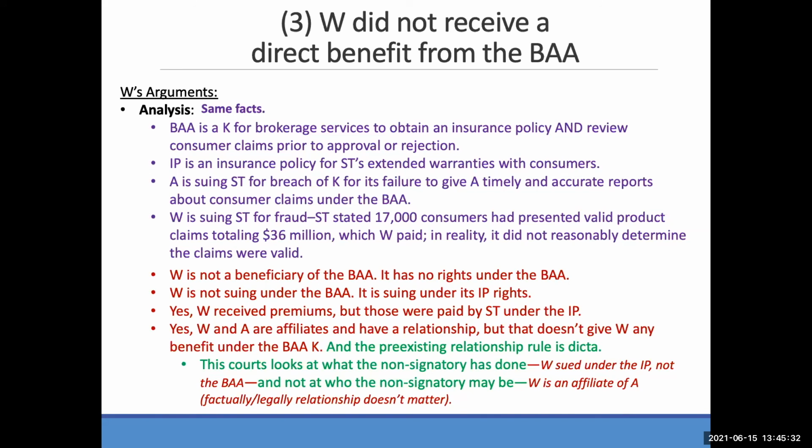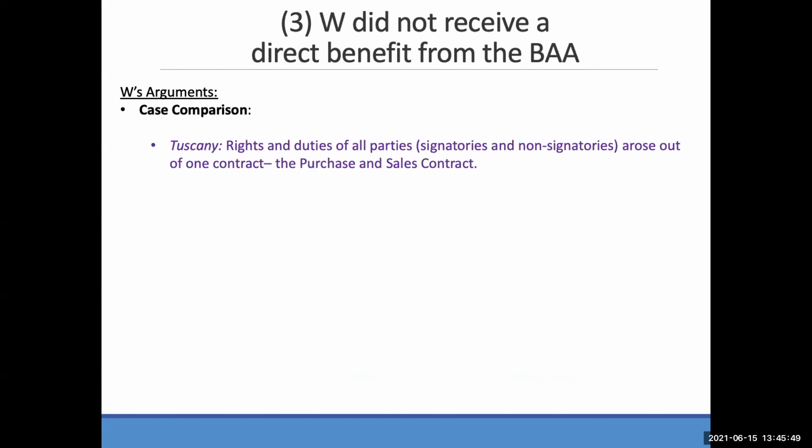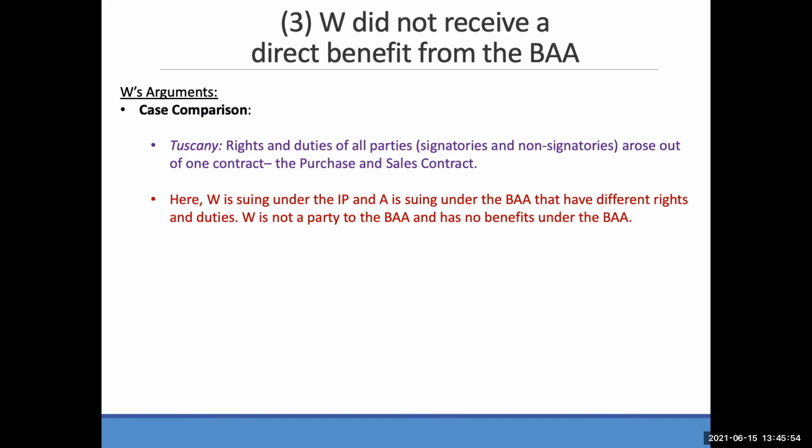I think this was probably the most complicated issue out of the three you had to deal with. So if you struggled with this one a little bit, it's no problem. And now that we've done, here are the facts, here's our interpretation of it based on the law, can we do a case comparison? And yes, we could. Under Tuscany, the rights and duties of all parties arose out of one contract. And here, W is suing under the insurance policy and A is suing under the BAA. And there are different rights and duties. W is not a party to the BAA and there are no benefits under it, right? Similar to our argument that we made for the second issue.